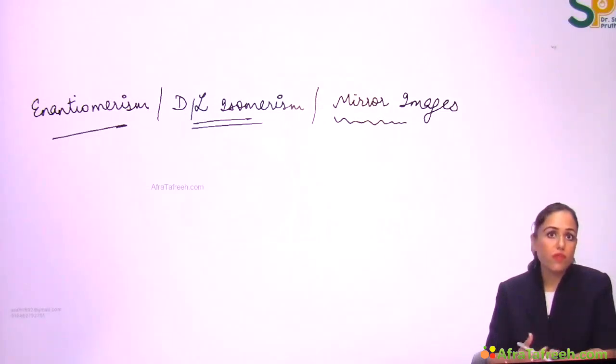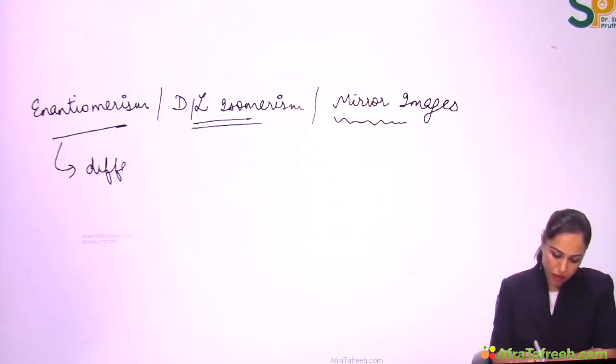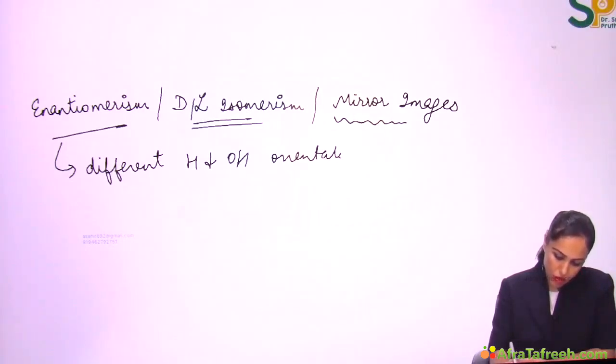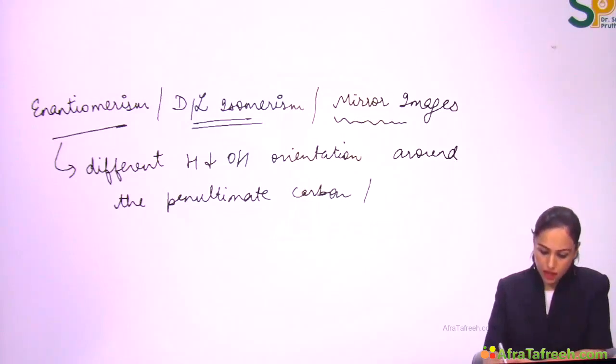Now let's see what is the definition of enantiomers. See, same molecular formula, there's no need to mention. Now what is different? In enantiomerism, we have different H and OH orientation around the penultimate carbon. Penultimate means second last carbon.